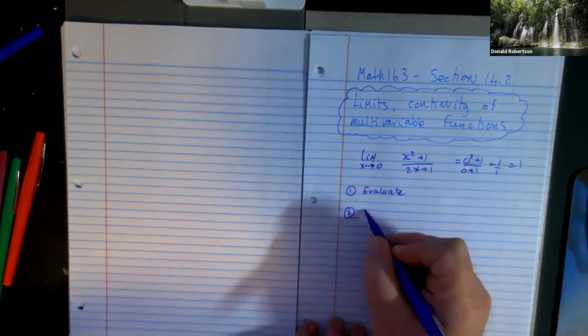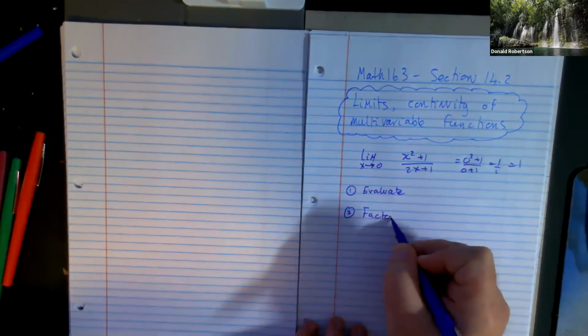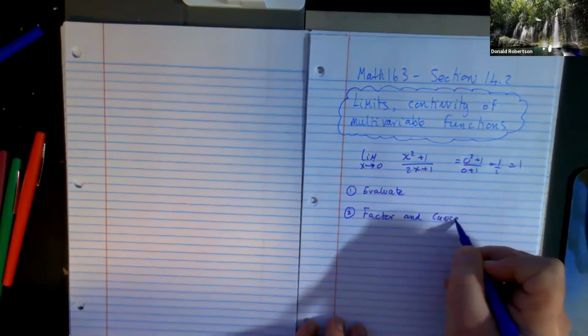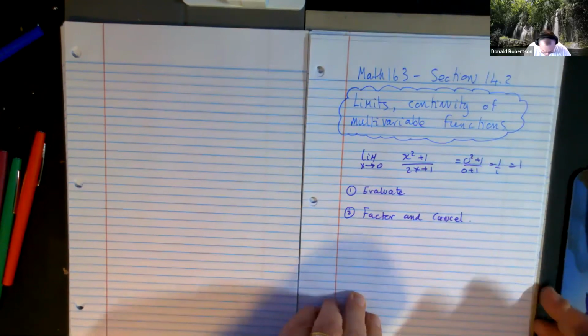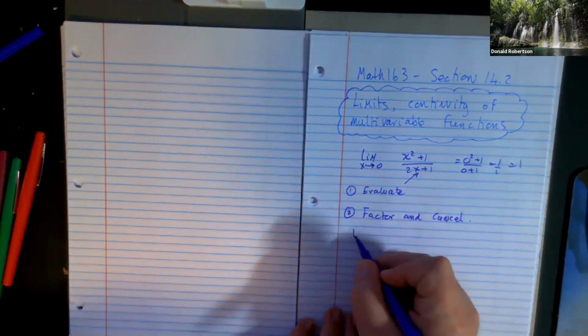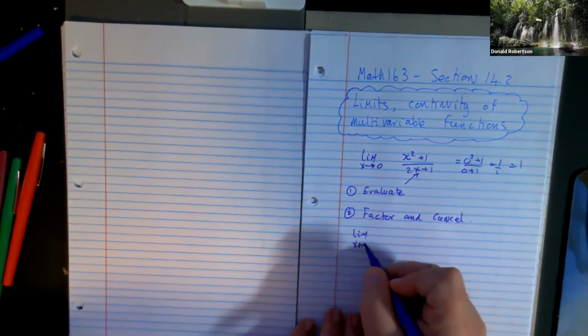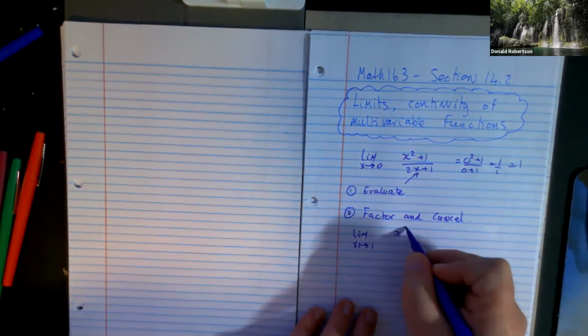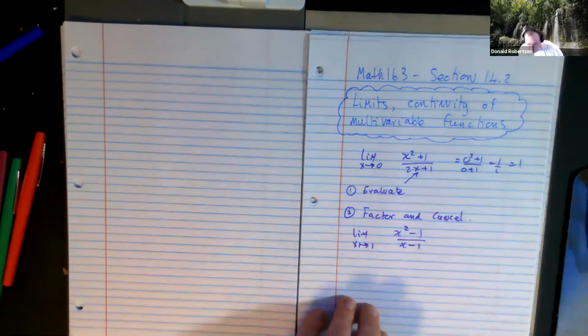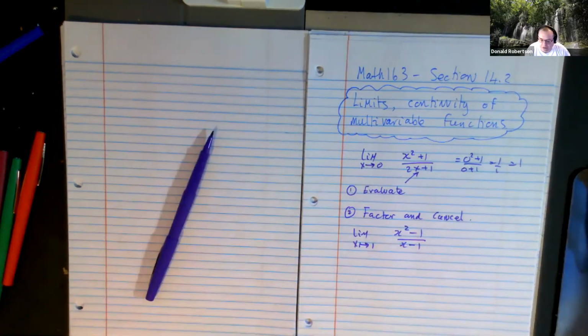A second technique is called factor and cancel. In a factor and cancel question, you might get a question something like this. Let's say the limit as x tends to 1 of x squared minus 1 over x minus 1. Now, if you try to put in the value of 1 here, you get that horrible 0 over 0 situation, and not really our friend.